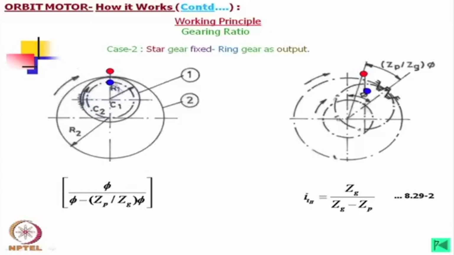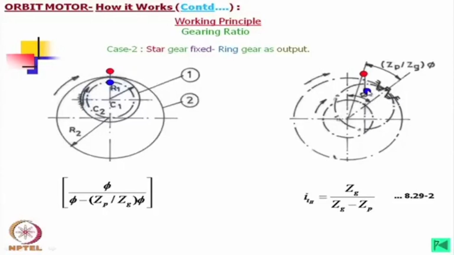like the earlier case, we have again taken these 2 points. In this case, the inner member we have brought back to this position. So, the outer member has rotated by this much angle, (Zp minus Zg) by Zp into phi. This means R1 by R2 into phi. Okay. So, definitely this angle must be less than this angle, because when this arc length covers this larger circle, it will rotate by a smaller angle.